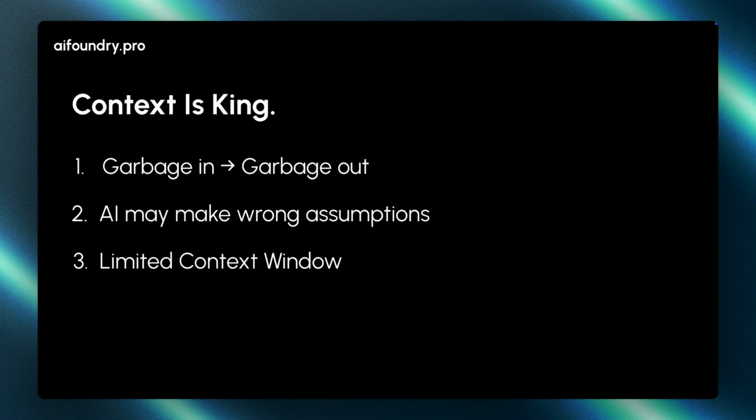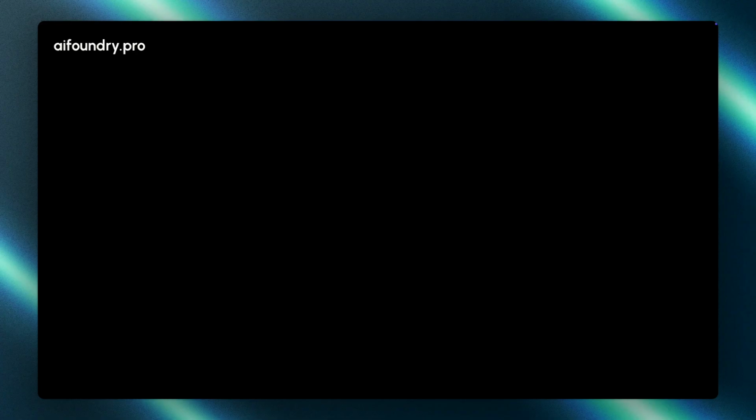Context engineering is the difference between using AI like a broken search engine and using it like a supercharged personal assistant. Let's first understand, what is context?